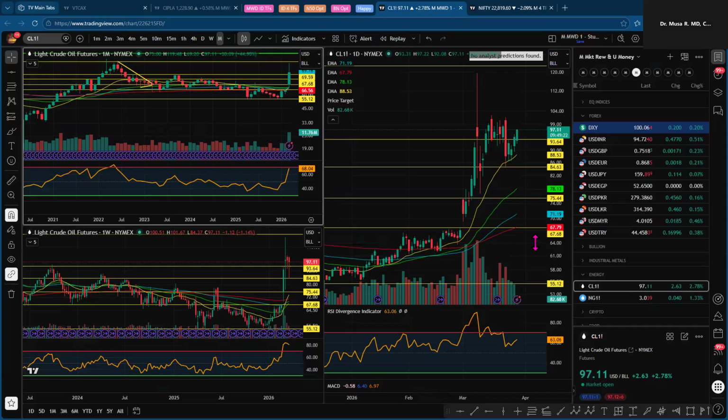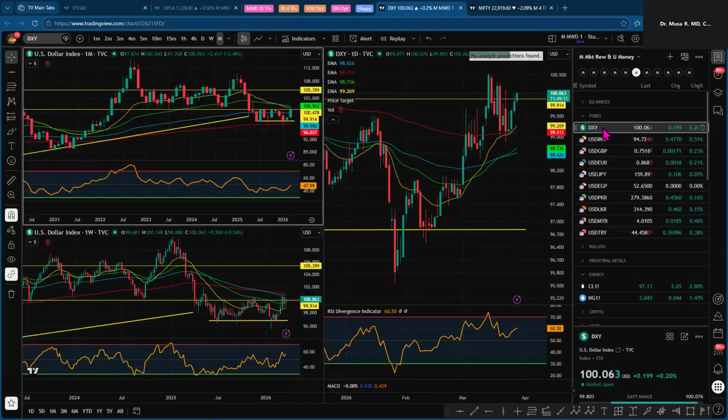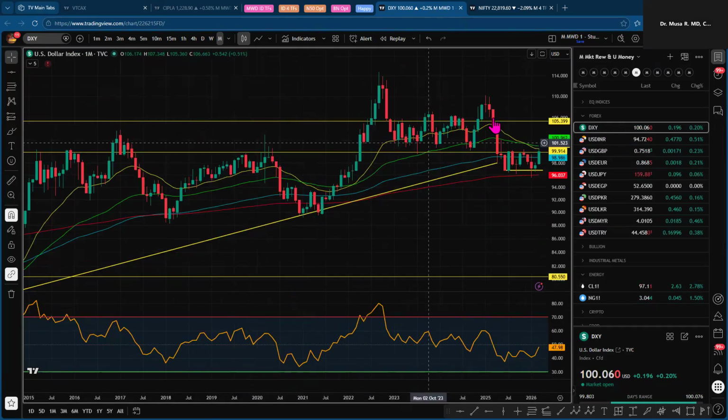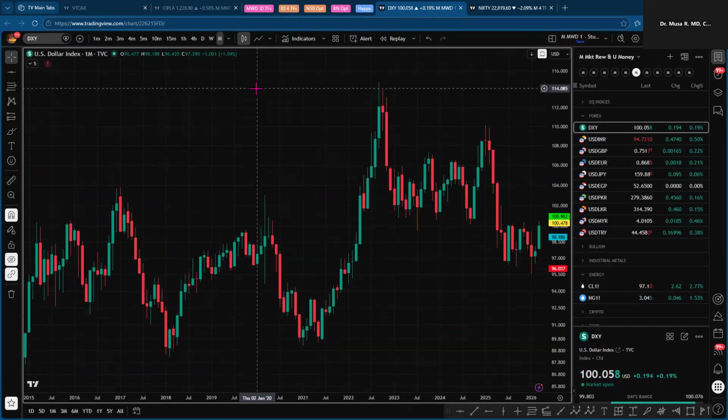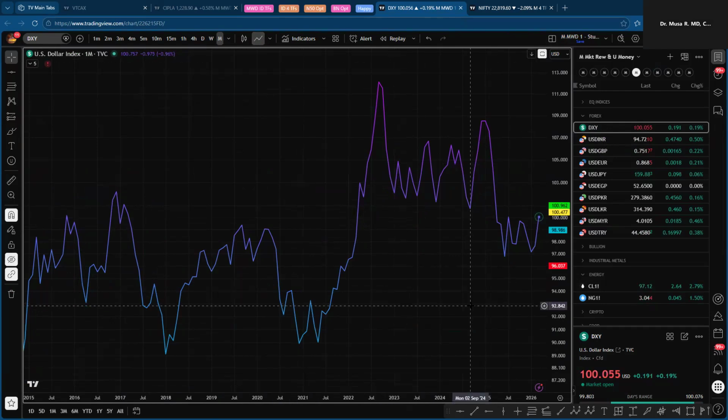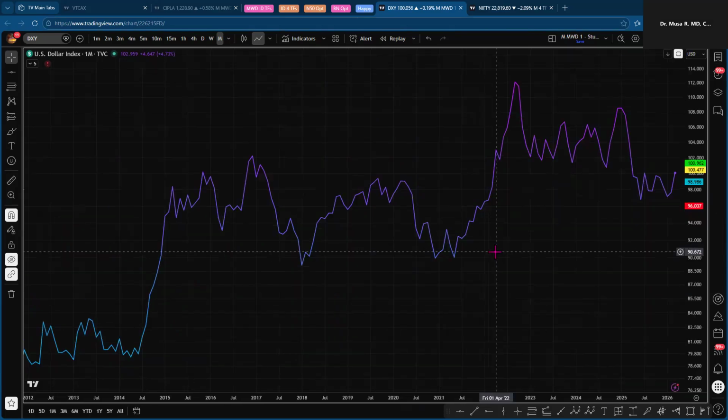And what do we see? What you have is the DXY. What is the DXY? Well, not the DXY, sorry. You have the crude chart. Now you have the DXY. What is the DXY? For those who are new, the DXY is the dollar index. It is a global index that is basically used to track the strength of the dollar. And what you're seeing here is just a plain chart with nothing else except the dollar index built into it. And this is a monthly chart.